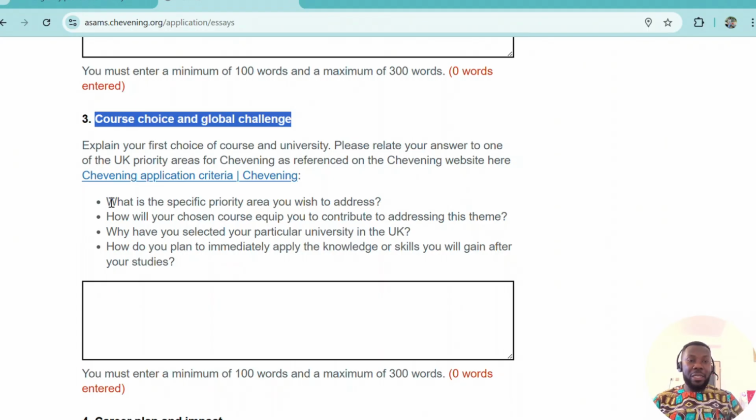And yeah, to address the third question, how do you plan to immediately apply the knowledge or skills you have gained after your studies? Let's assume that you're already working in a particular field, you've obtained study leave. So you should mention that upon your return, you're going to apply for promotion based on your qualification, and this promotion will come with a management role or operational roles where you can directly be involved with policymakers and lead projects that will bring the expected change in that field.